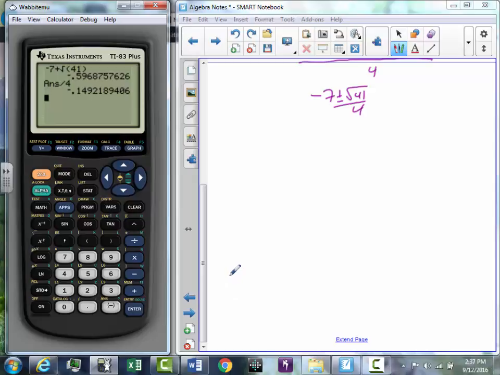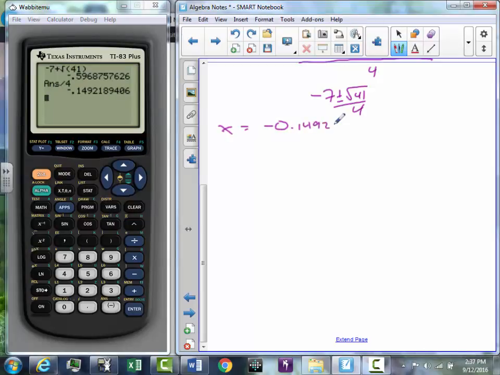We have now found an answer. And sometimes answers aren't nice even numbers like 2 or 3 or 1.5. Does that make sense? The quadratic formula then is reserved for answers where the answer is kind of a dumb, ugly, stupid number. One of the answers that apparently solves this is negative 0.1492189406. That is one of the answers that apparently works. I'm actually going to go prove it now. So I'm going to go back up here.